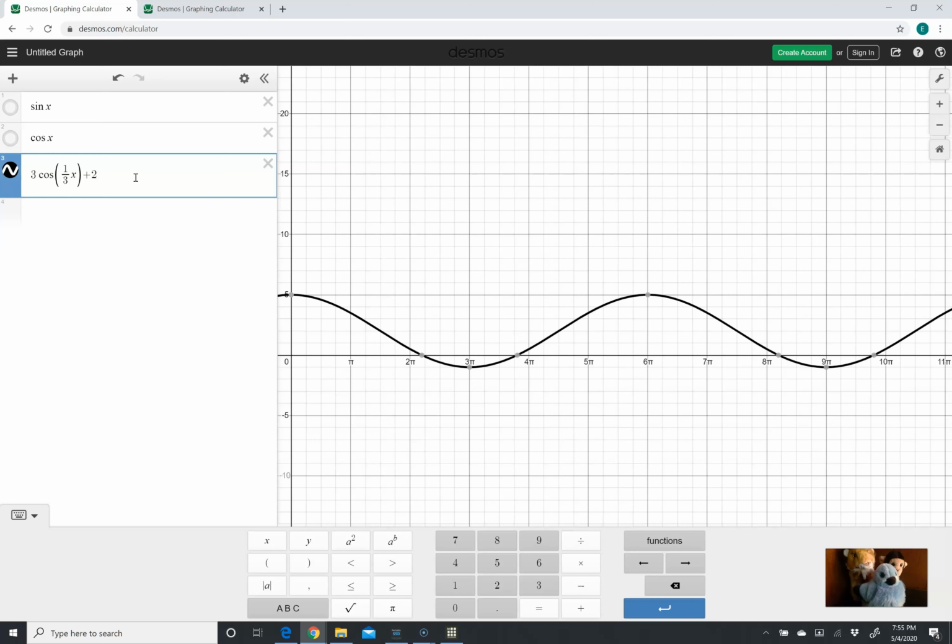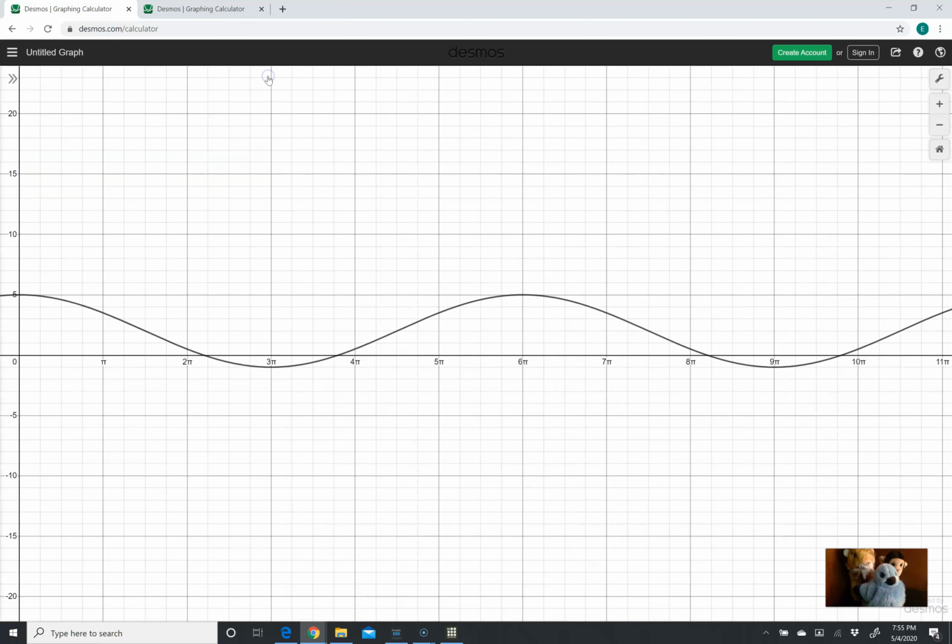And what you can do is you could check and make sure that you have an amplitude of 3, a midline of 2, and a frequency of 1/3. So, or a period of 6 pi. Okay, so here, our midline, well, we go from -1 to 5. Okay, the midline is right here at 2. That's correct. It should be at 2. Okay, that was the information that we were given. Our amplitude is 3, so we go from 2 to the maximum. The maximum is at 5. The amplitude is 3.